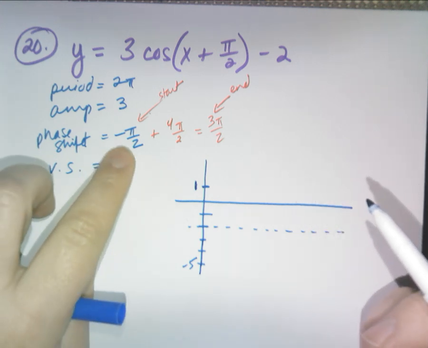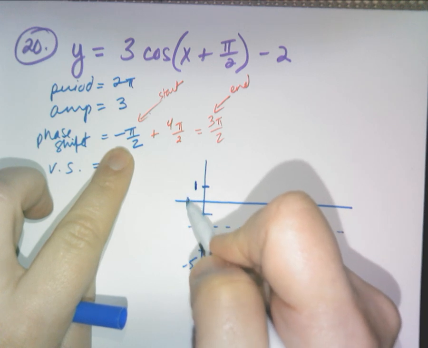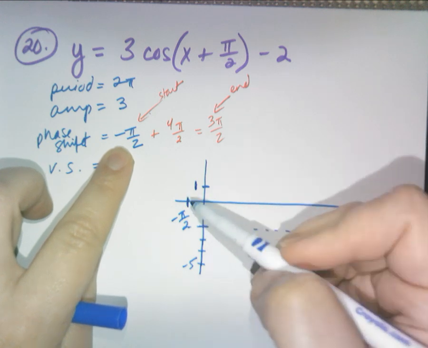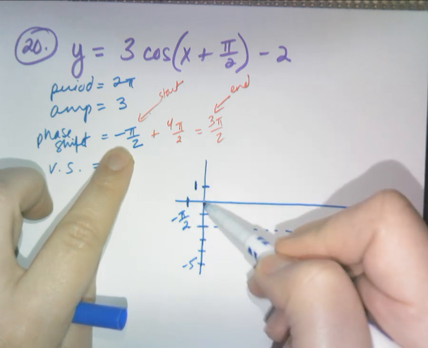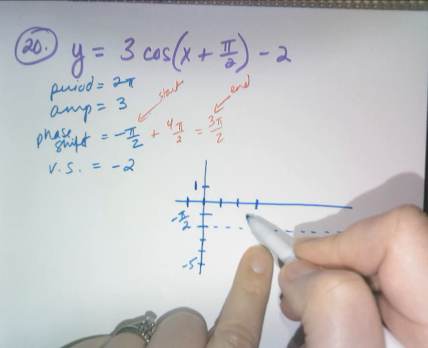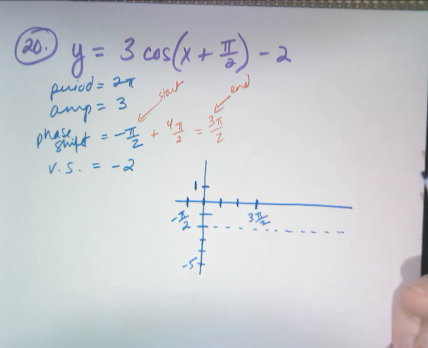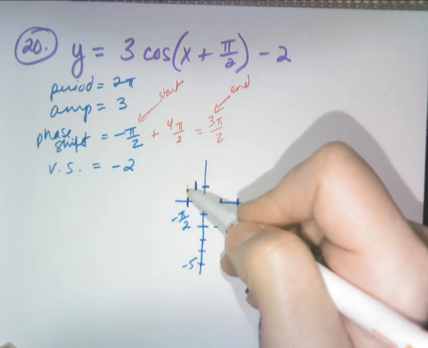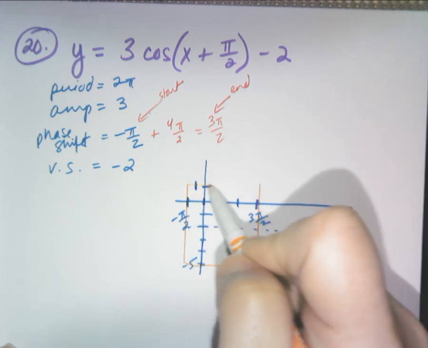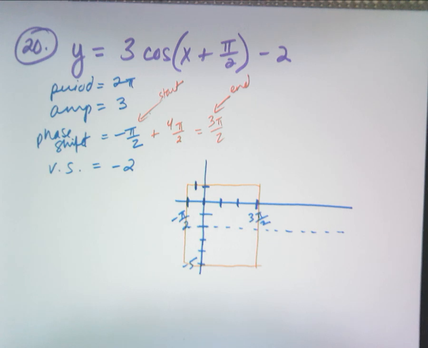And then I start at negative pi over 2. I'm going to create 5 points, including this one: 1, 2, 3, 4, 5. What's that last one going to be? 3 pi over 2. If you want to draw a box, because I think the box helps me out, your cosine graph is living right inside there. It's shifted over, it's shifted down, and it's stretched a little bit.